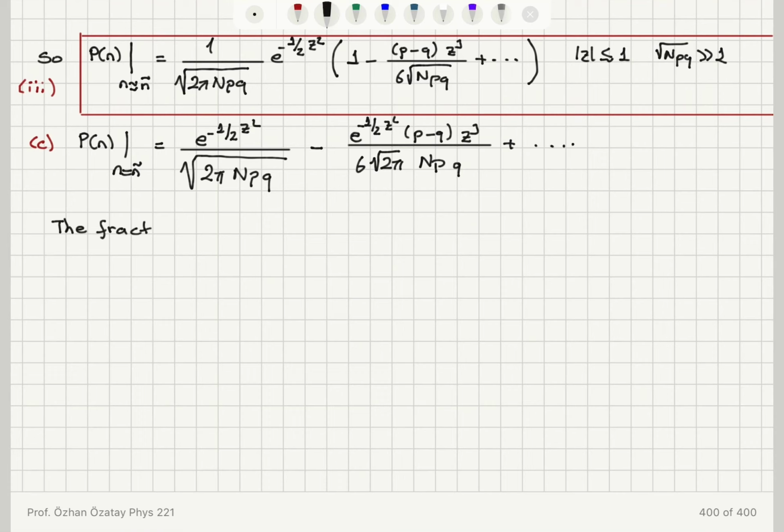So the fractional error I can obtain by looking at the difference between P of n for n equals n tilde minus the actual value when I substitute for n tilde, divided by p tilde. So this is the actual value. So I find that this is going to be e to the minus 1 over 2 z square. The first term will disappear.